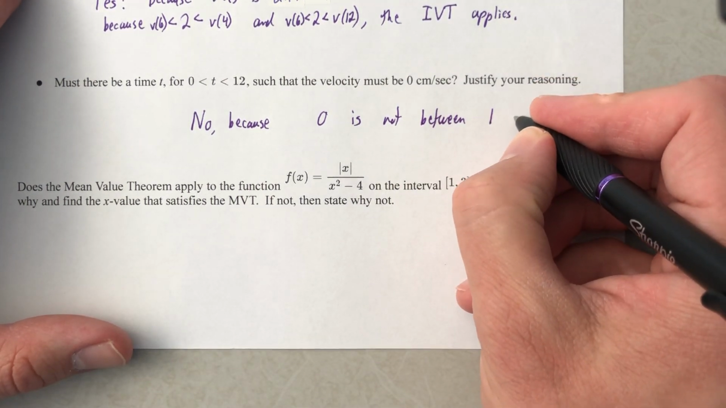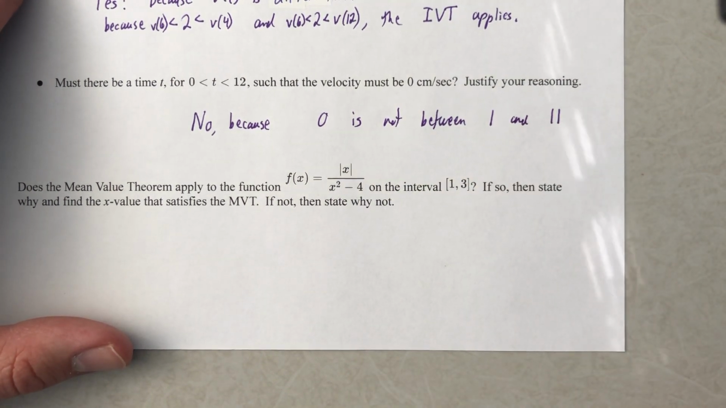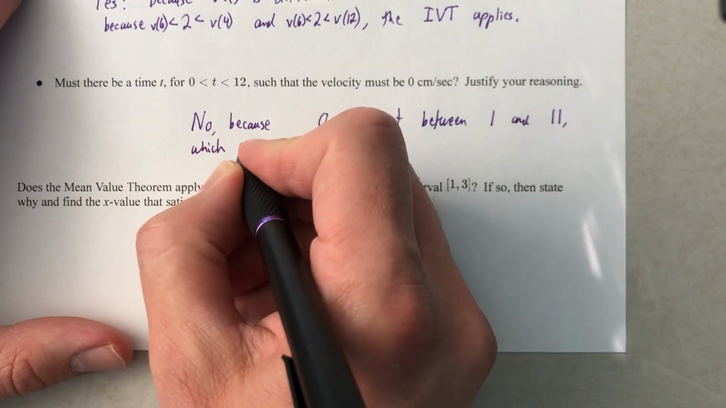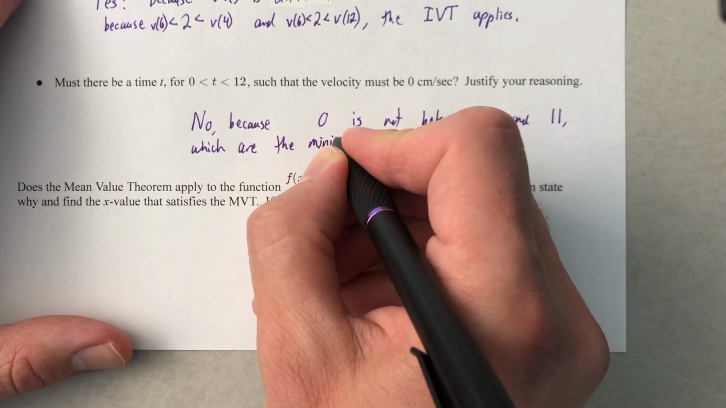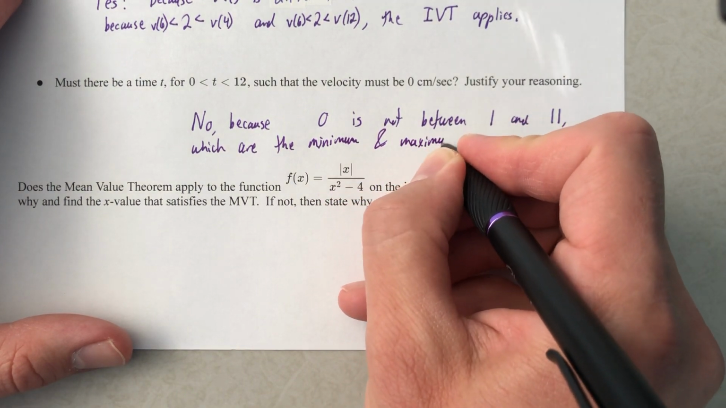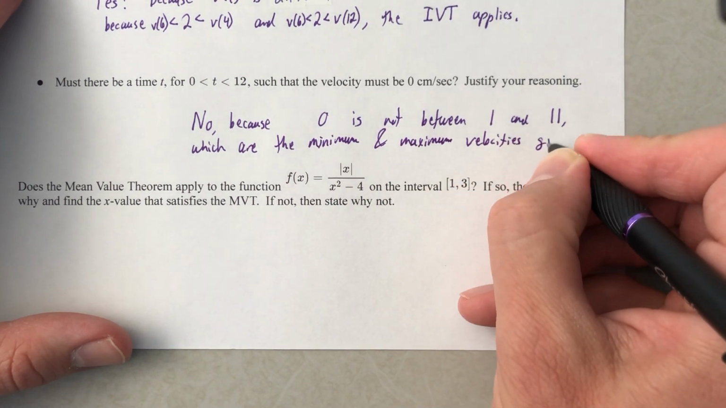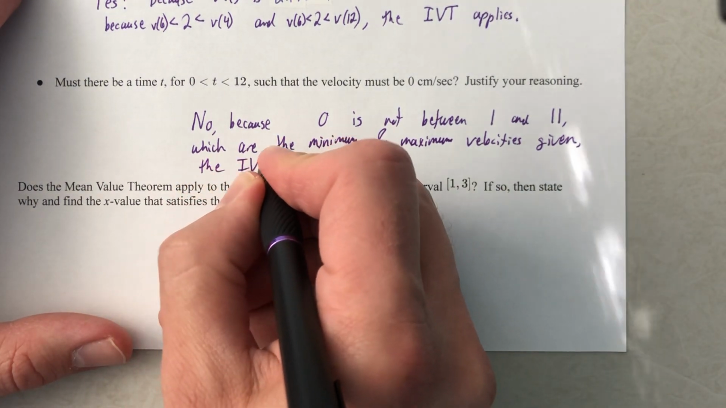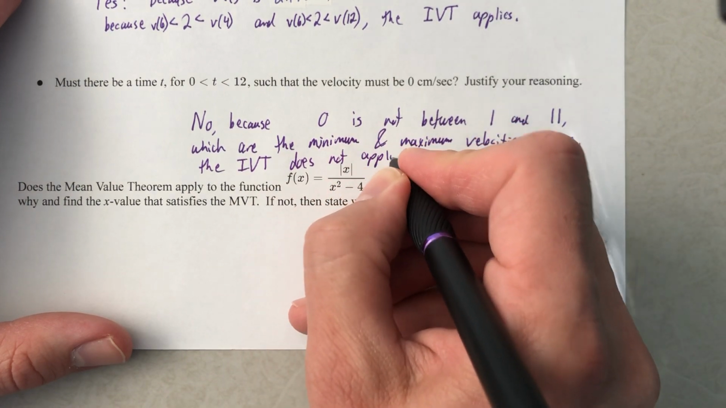I'm going to just go from one extreme to the other. 1 and 11. Those are my lowest and highest velocities that I've been given. I'm going to write that down, which are the minimum and maximum velocities given. The intermediate value theorem does not apply. How sad.